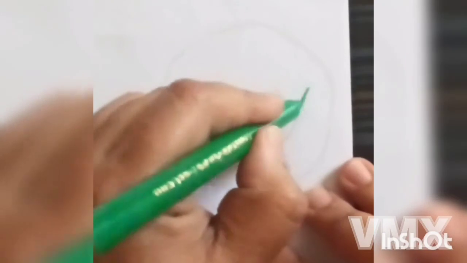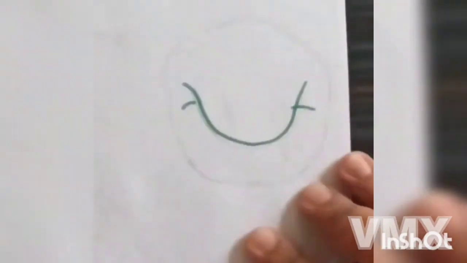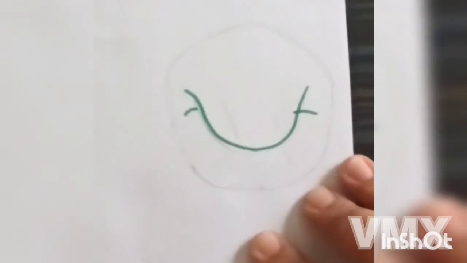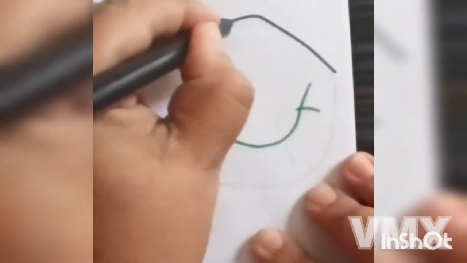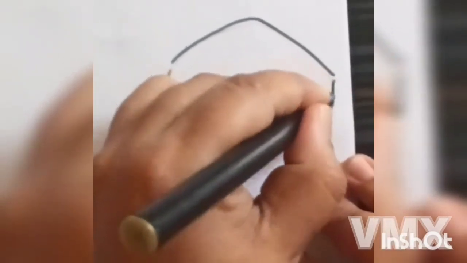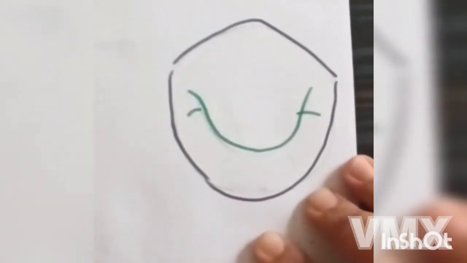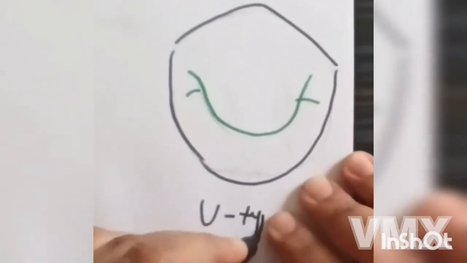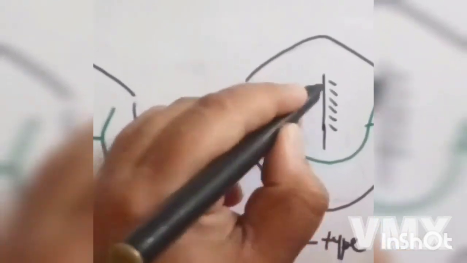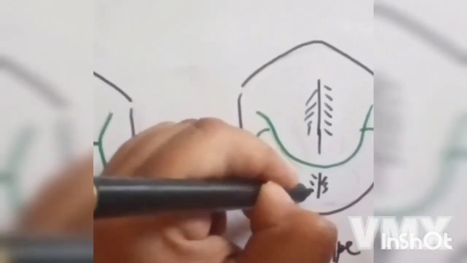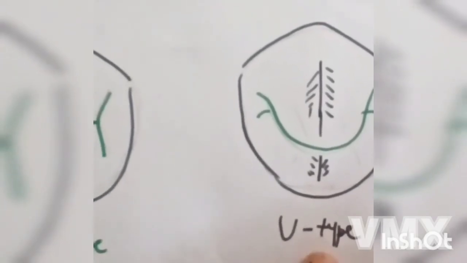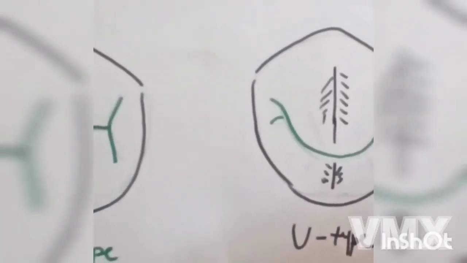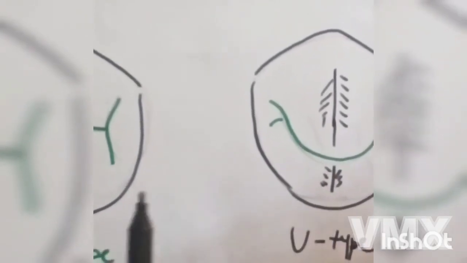Now let us see the other type of the two cusp type. Here the lingual cusp is present, but it looks more like a convexity than a properly developed cusp. And the central groove is more crescent shaped or U shaped. So this is called the U type because the central groove looks like a U. These are the triangular ridges. In both two cusp types, we can have a transverse ridge, but not in the three cusp type. So we have the U type and the H type.